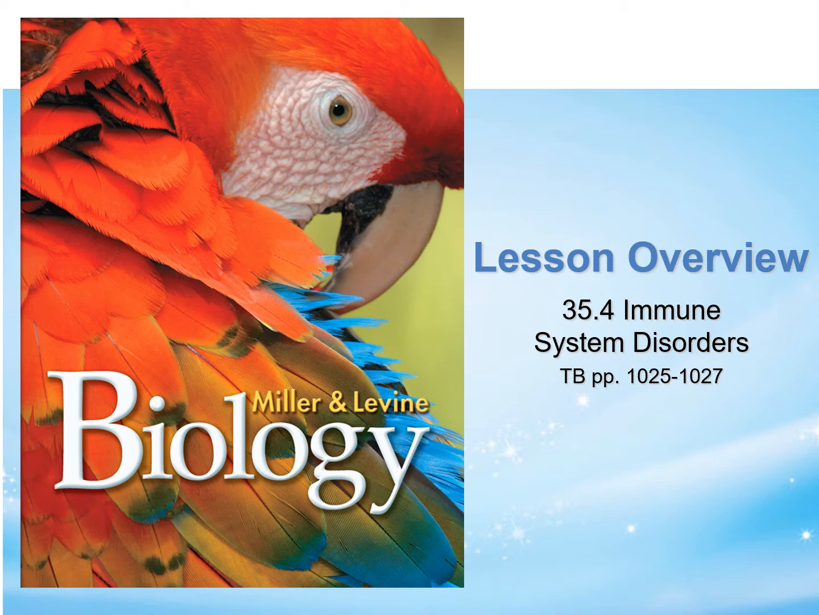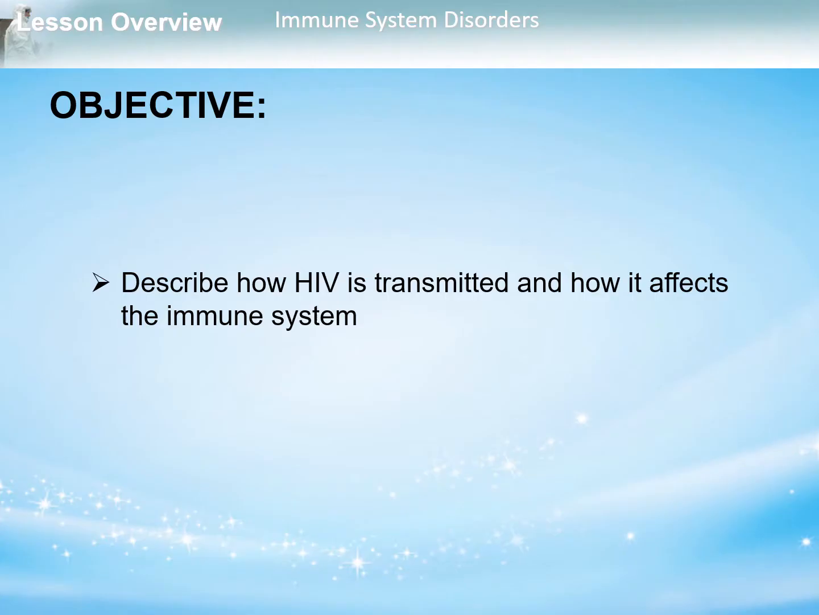Hello everyone, this video is about chapter 35, lesson 4, immune system disorders, pages 1025 to 1027 of your textbook. For the objective, we are going to describe how HIV is transmitted and how it affects the immune system.